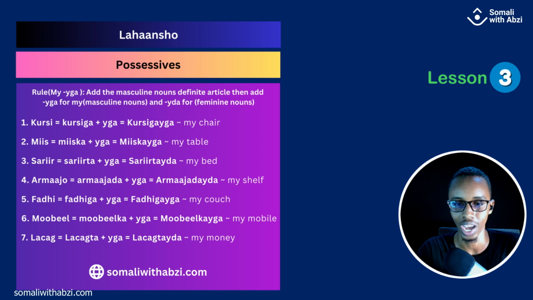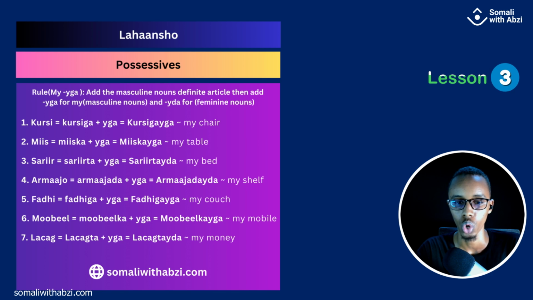Now let's go to lahansho, which means in Somali possessives. So in Somali language, possessives has so many confusing rules. But for this lesson, we're going to learn the rule for my, with masculine and feminine nouns only. All right, now let's read together. And the main rule is, for masculine nouns, add the definite article, then add ya, ga at the end. And for feminine nouns, you just need to add the definite article first, then ya, da, at the end.